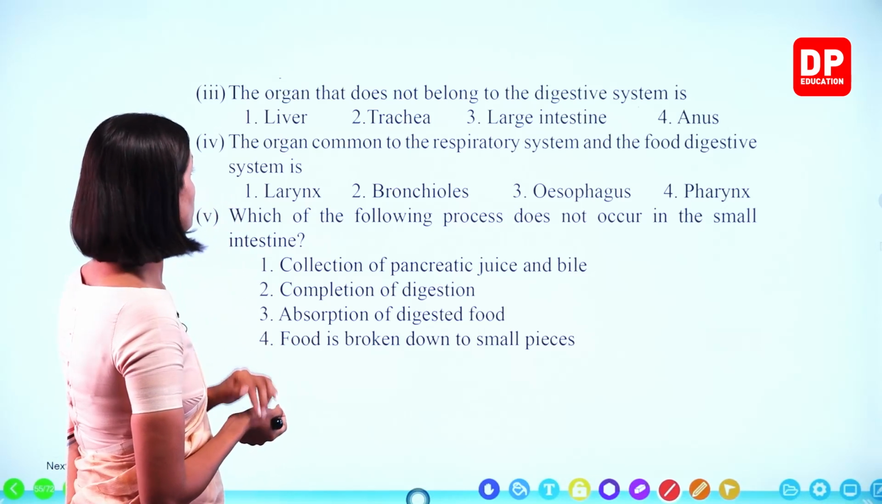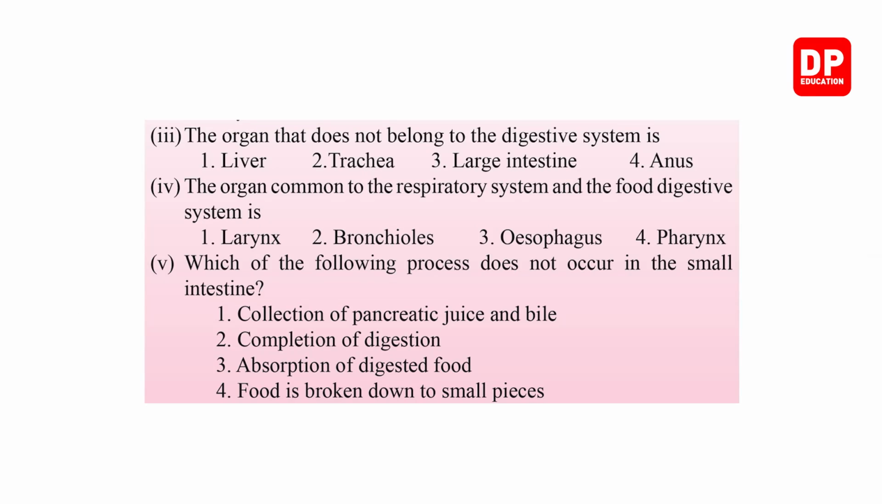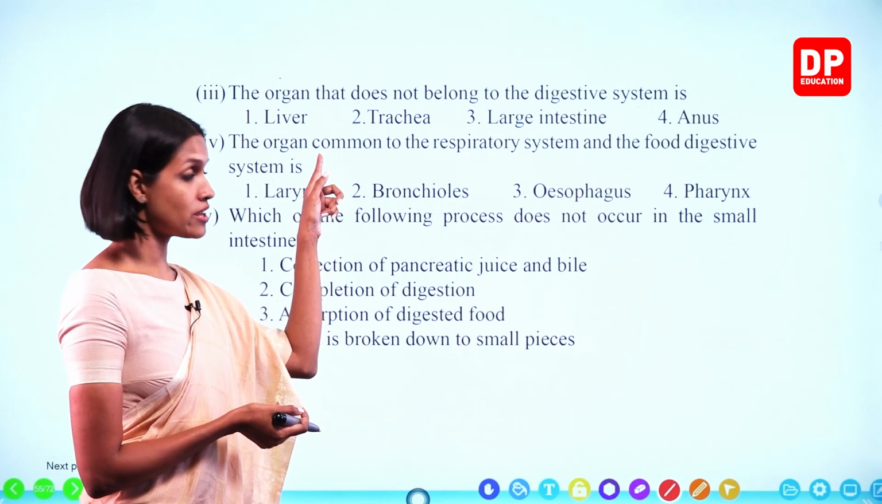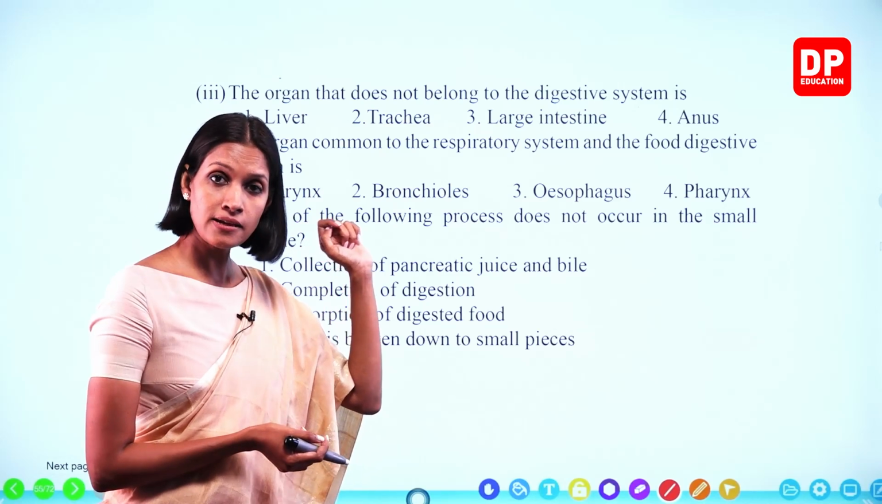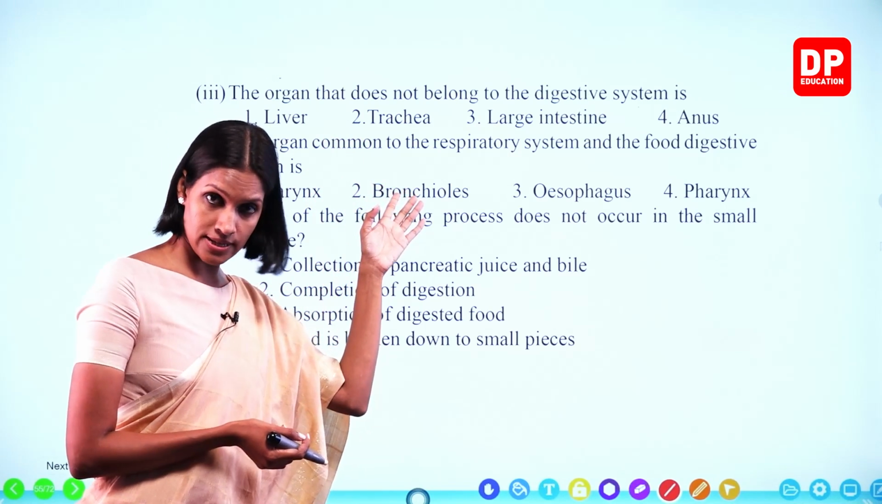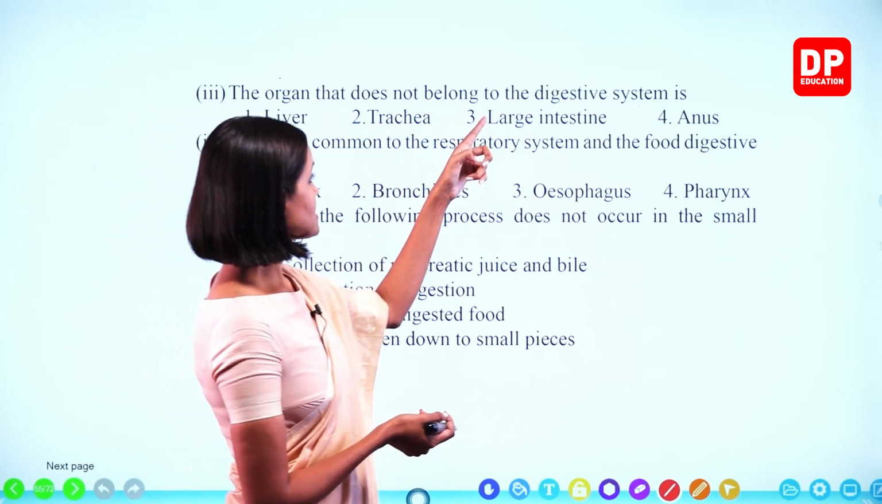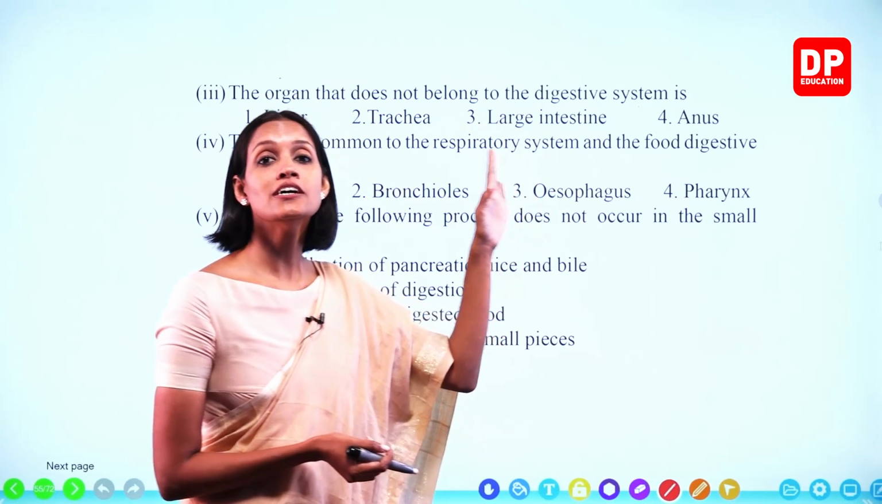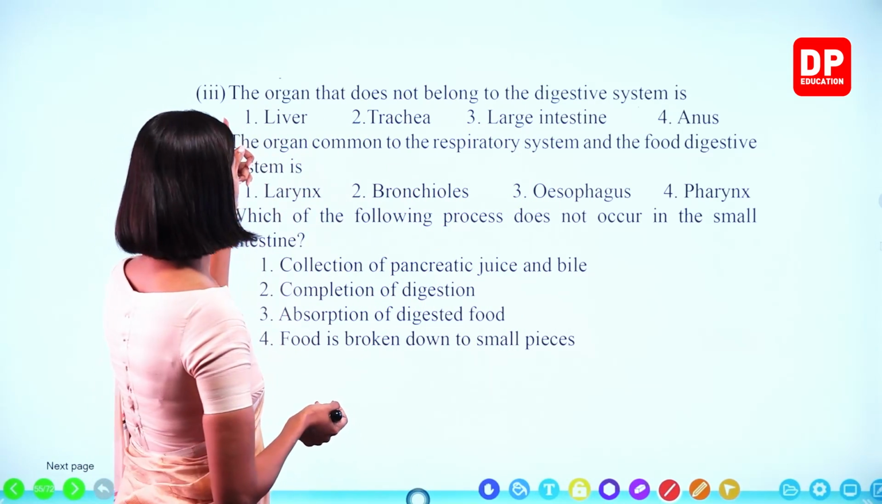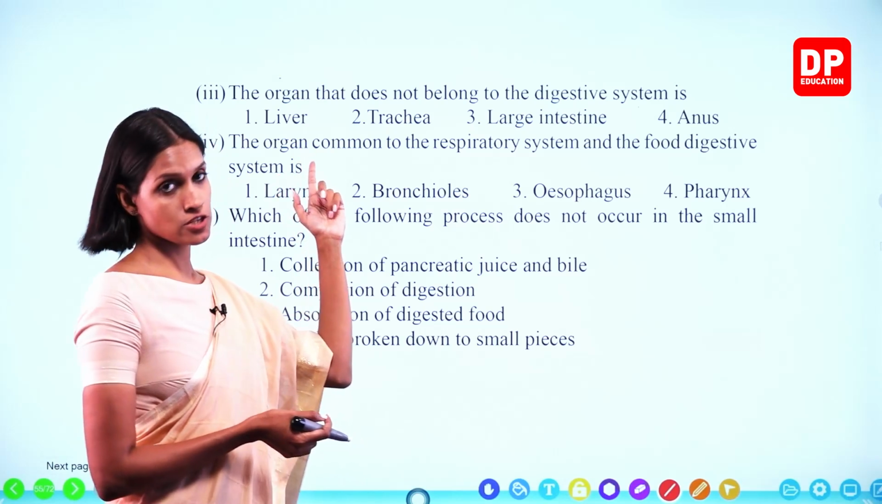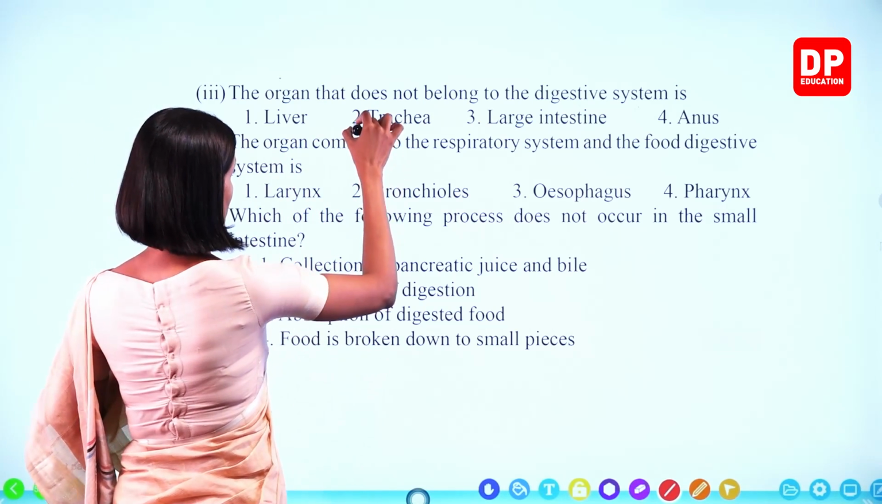Right. Number 3. The organ that does not belong to the digestive system is. Now this is easy. Liver belongs to the digestive system. Trachea belongs to the respiratory system. Large intestine and anus, they both belong to the digestive system. Therefore, the organ that does not belong to the digestive system is trachea.